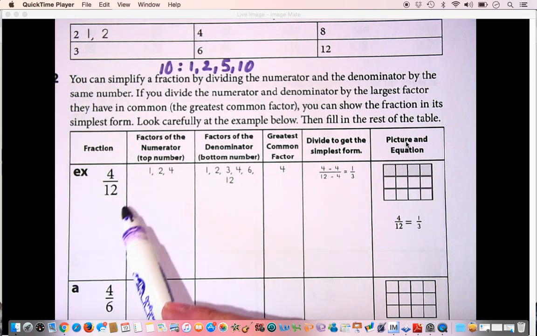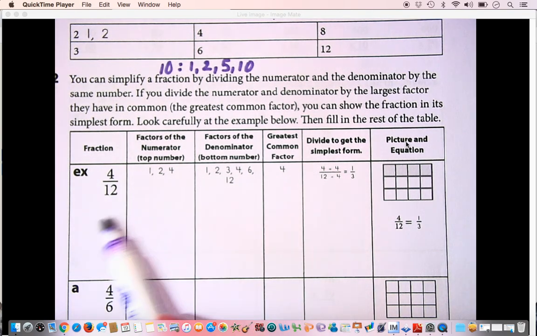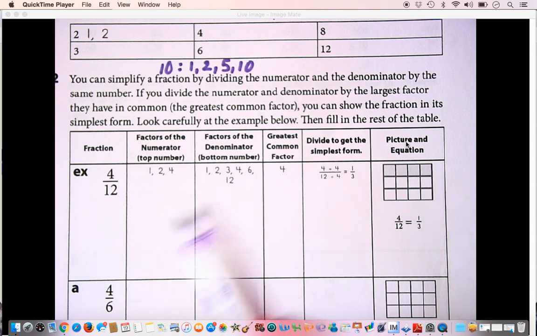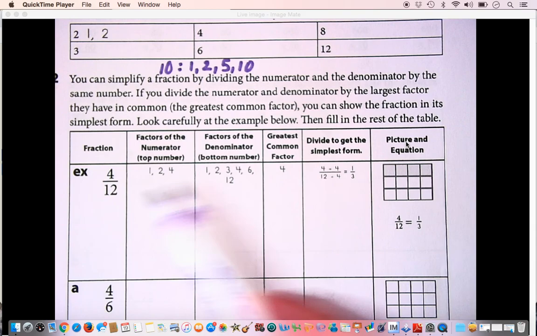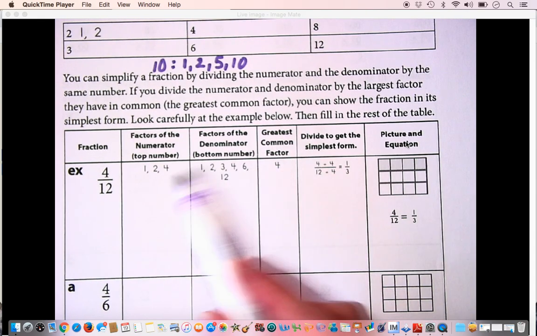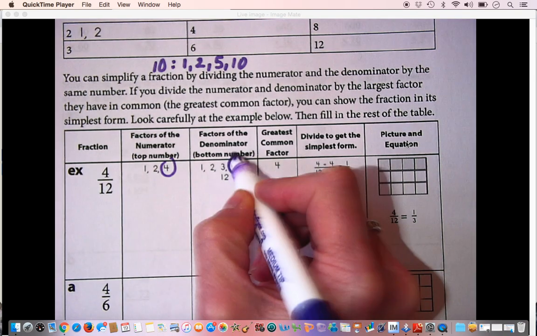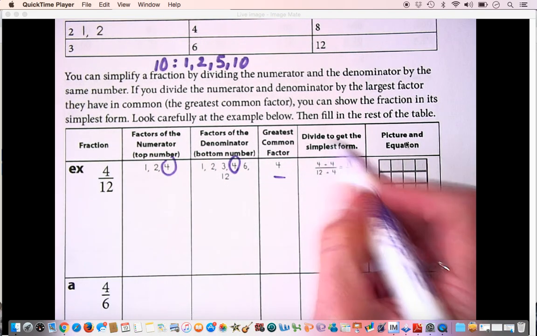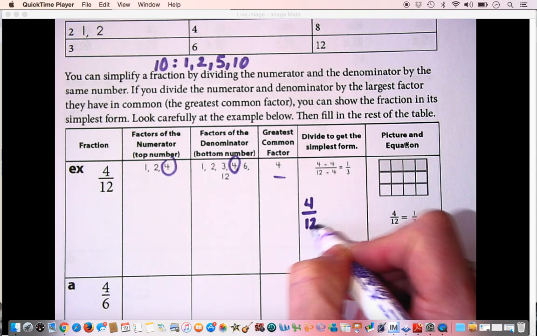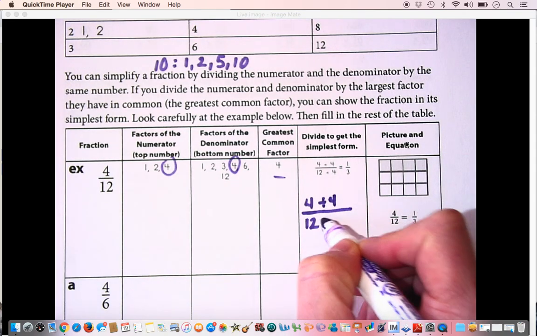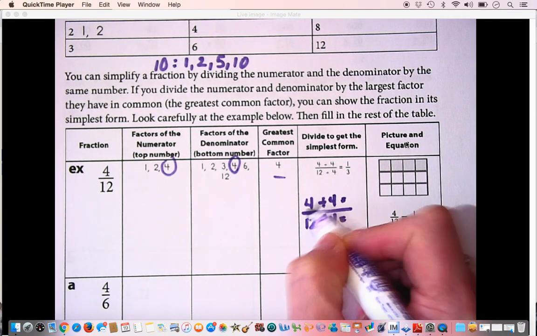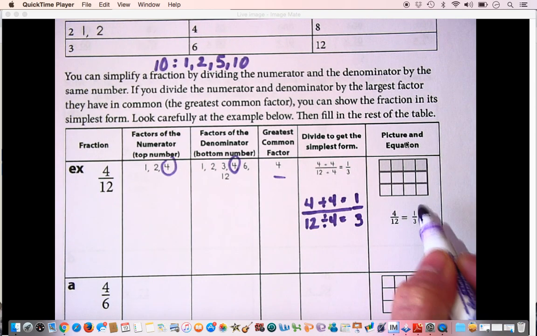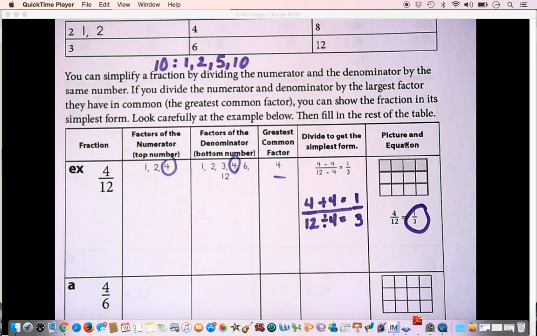If you look at number 4, all the factors for the numerator are 1, 2, and 4. And for 12, all the factors for the denominator are 1, 2, 3, 4, 6, and 12. Those are all the numbers that you can multiply to equal 12. So what do they have in common? The greatest number they have in common is 4. That's why you list that here. Then they wrote 4/12 and divided the top and the bottom by 4. 4 divided by 4 equals 1, and 12 divided by 4 equals 3. So the fraction in simplest form would be 1/3.